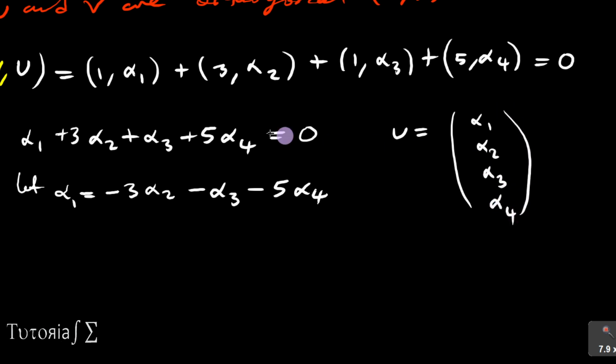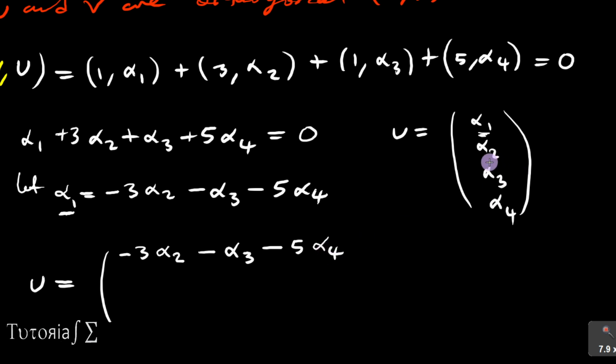Okay, so now what you're going to do is you get the value that you've made subject of a formula, and you're going to replace it here in this vector. So here we've made alpha 1 subject of a formula, so we're going to replace it here. So we say u will be equal to, so where there is alpha 1, we're putting this, so that is negative 3 alpha 2 minus alpha 3 minus 5 alpha 4. Then we'll write these values that are here as they are.